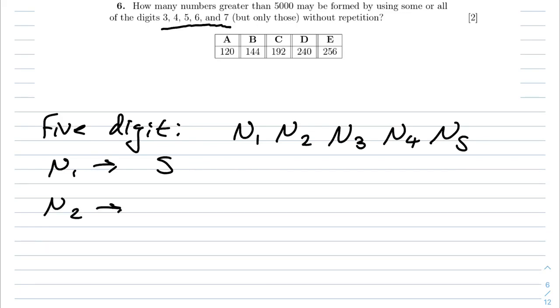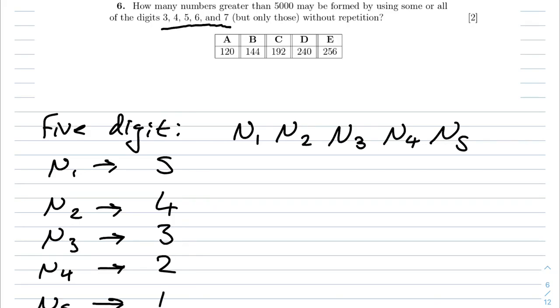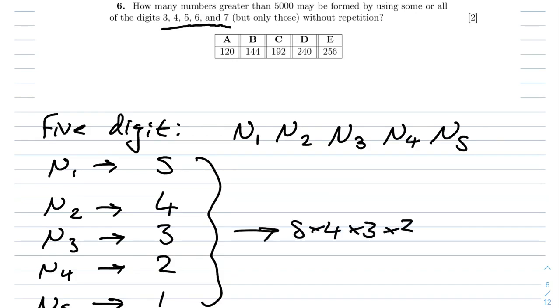Then for n2, crucially, we're not allowed to repeat numbers. So now, after we've used up one choice for n1, we only have 4 choices. For n3, similarly, we now have 3. n4, we have 2. And n5, we have 1. So the total number of choices for a 5-digit number is given by the product of these, which is 120.